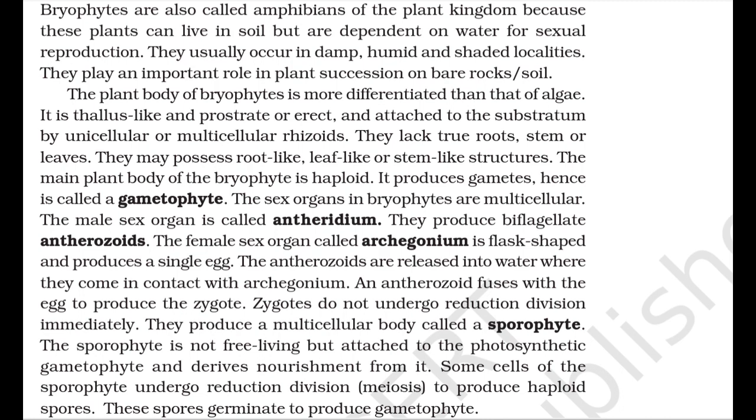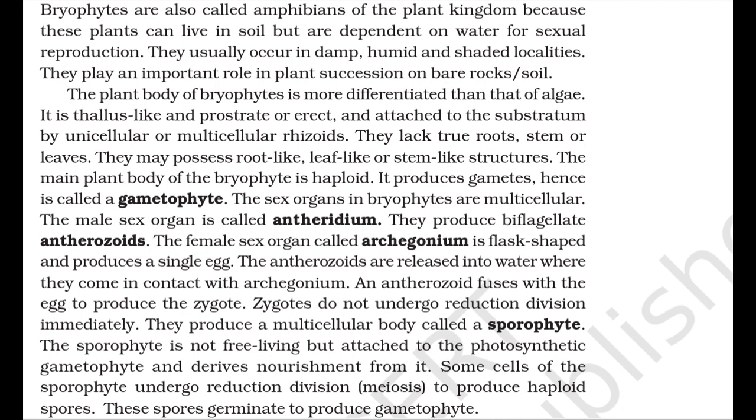The sex organs in bryophytes are multicellular. The male sex organ is the antheridium. They produce biflagellate antherozoids. The female sex organ, called archegonium, is flask-shaped and produces a single egg. The antherozoids are released into water where they come in contact with the archegonium. An antherozoid fuses with the egg to produce the zygote. The zygote does not undergo reduction division immediately.